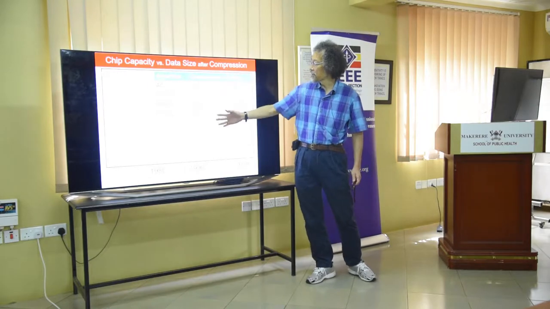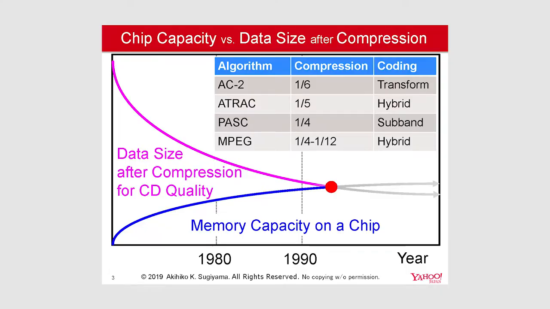In the second column here, I am showing the compression ratio, how much the data size is reduced if you used each algorithm. In the case of AC2, the ratio was 1/6, HRAC by Sony 1/5, PASC by Philips 1/4, and MPEG from 1/4 to even 1/12. In the final column, I'm showing the coding algorithms, but it may not be of big interest here.